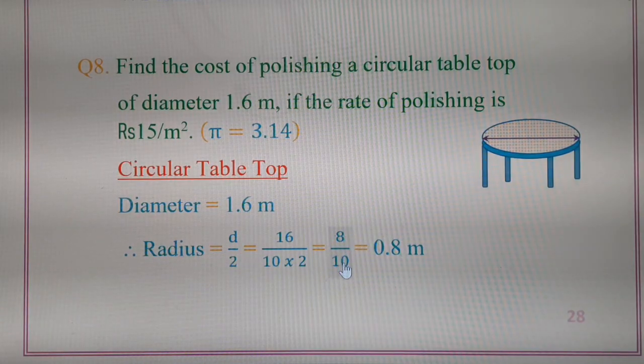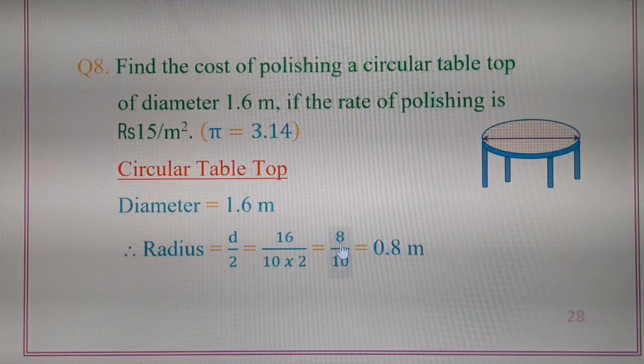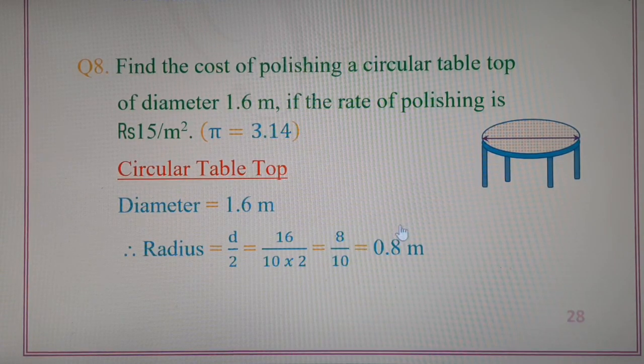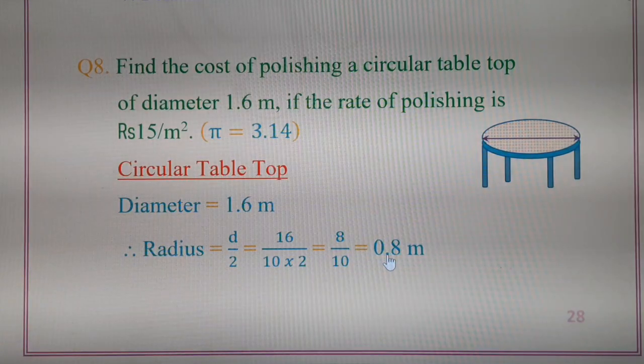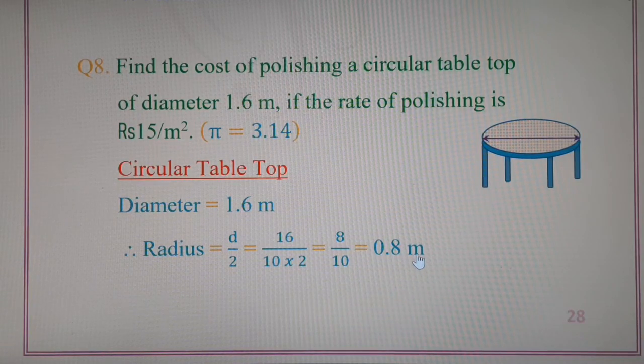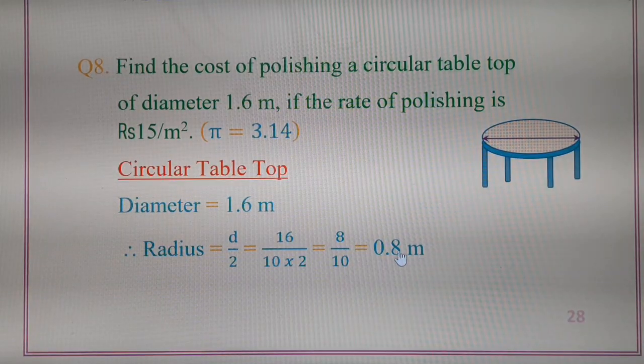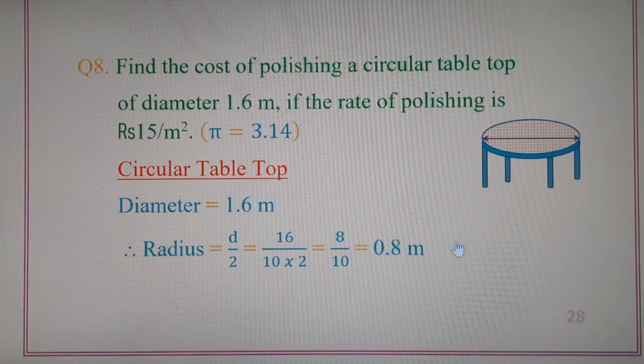Because whenever the denominator is 10, 100 or 1000, we can remove the denominator by putting the decimal point. From the right side we have to count, and in the numerator digit we can put the decimal point. The numerator is 8. So in 8 we have to put the decimal point from the right side after one digit, because 10 has 1 zero in it. After 8 we have to put a point, and since there are no more digits we have to put 0 on the left side of it. So 0.8 meter is our answer. That is the radius of this circular table.